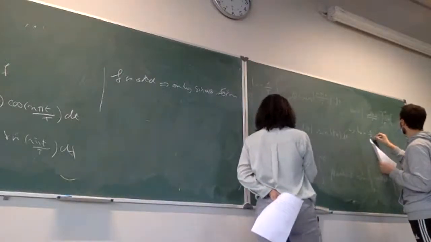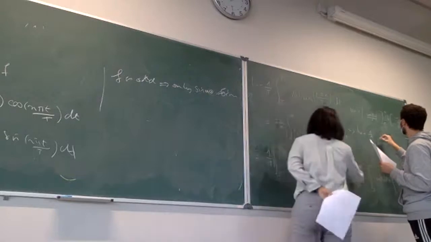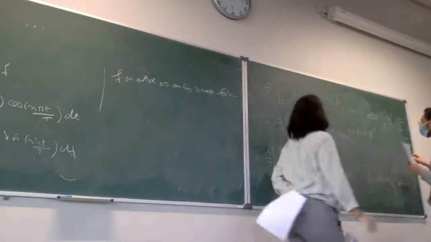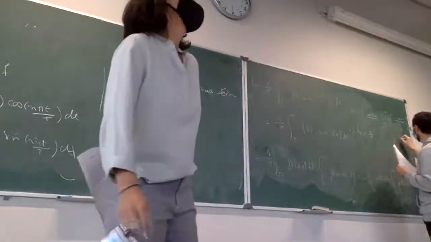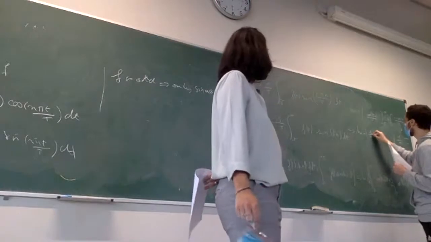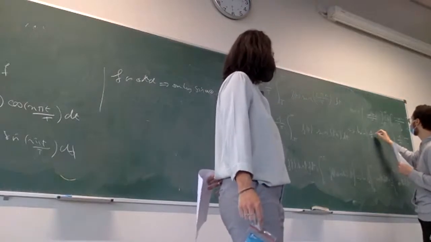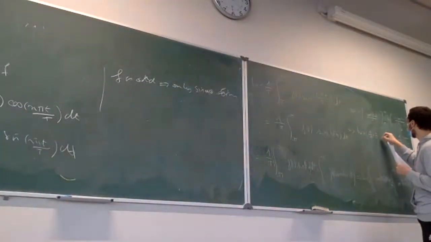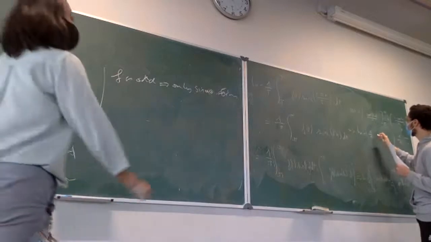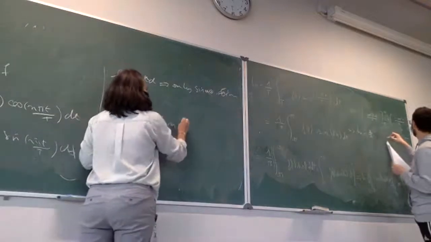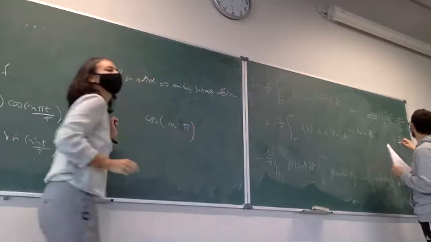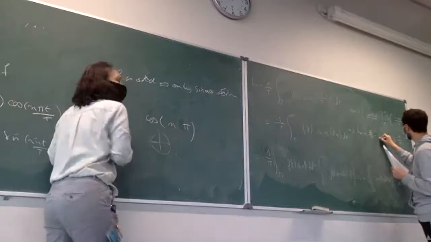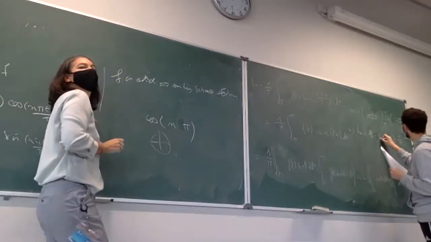We should have some 1/pi in front of everything. Okay, so these are some values you will often have to find: cosine of n times pi. Think about if n is equal to 1. What is the cosine of pi?